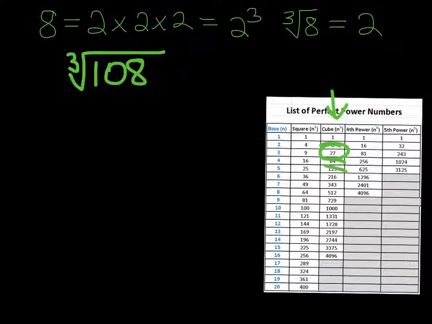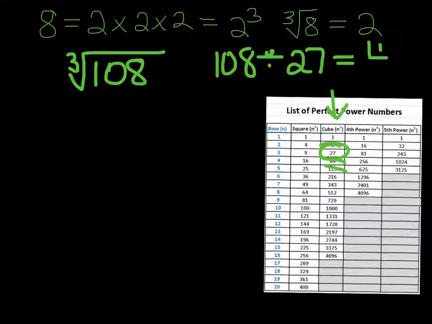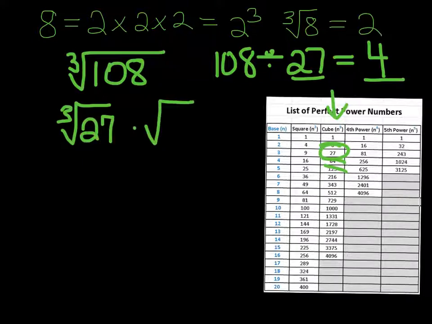So 27 times what gives me 108? Well, I can put that in my calculator. I can say 108 divided by 27 equals 4. So there are my two factors. That's what I need to use to simplify my cube root. So I need to write that as the cube root of 27 times the cube root of 4.